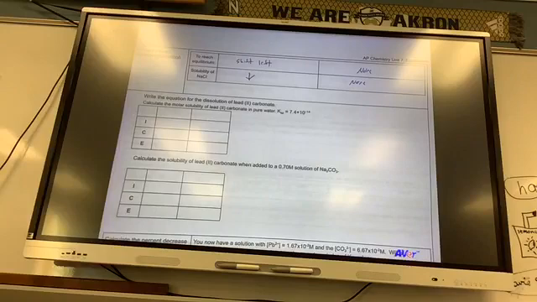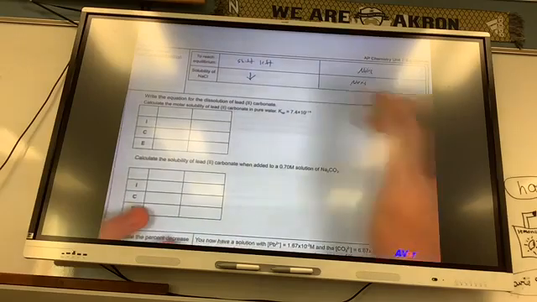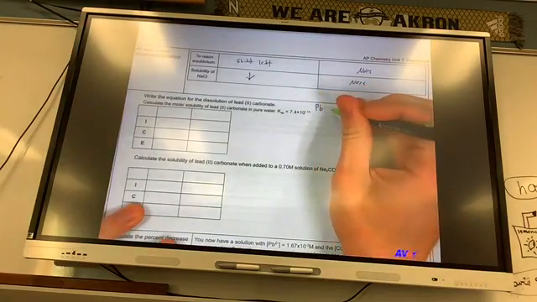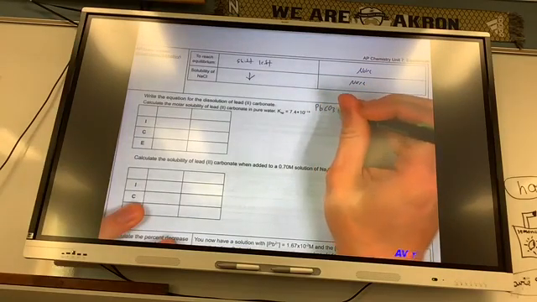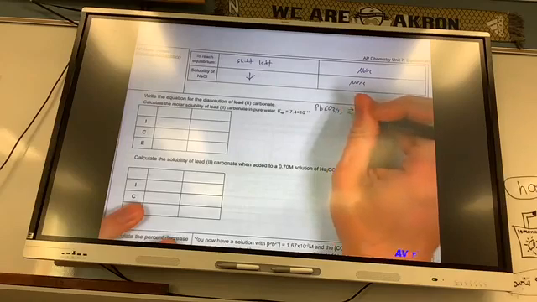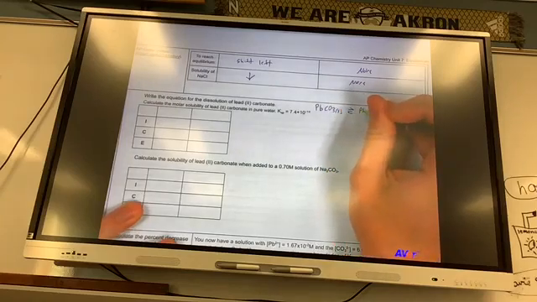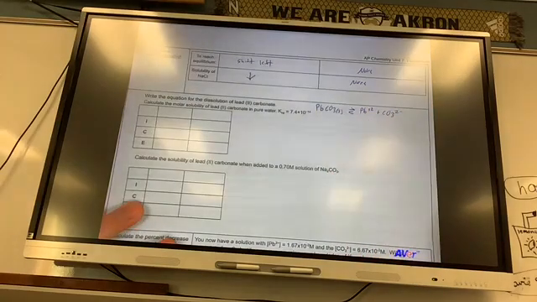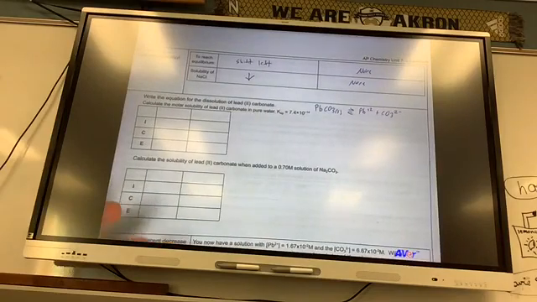And now for the dramatic conclusion of Unit 7. Write the equation for the dissolution of lead 2 carbonate. That's going to be PbCO3 solid in equilibrium with Pb2+ plus CO3 2-. Calculate the molar solubility of lead 2 carbonate in pure water.